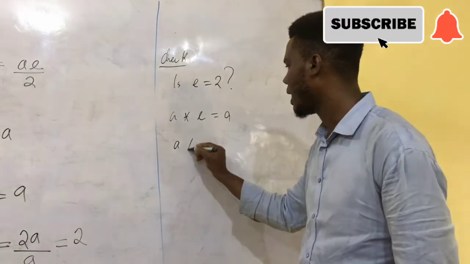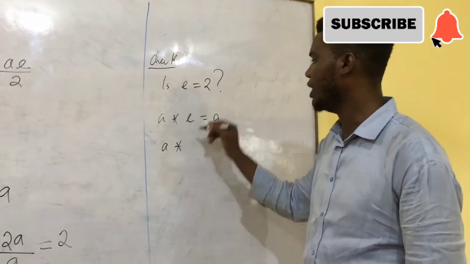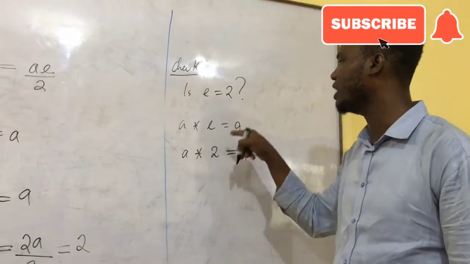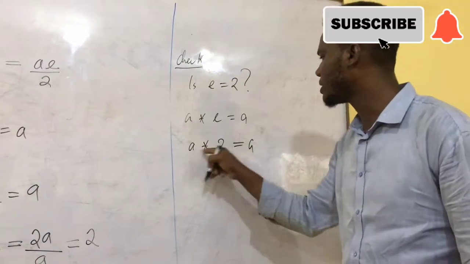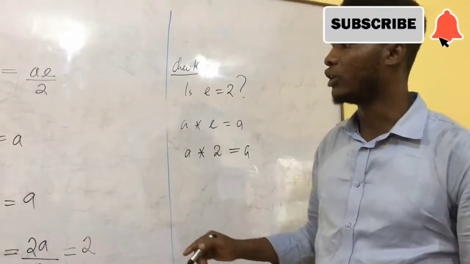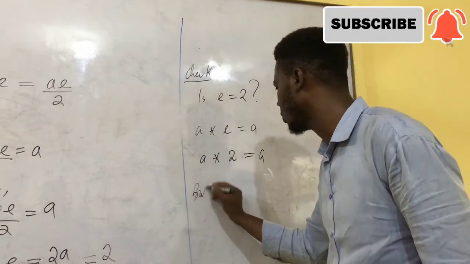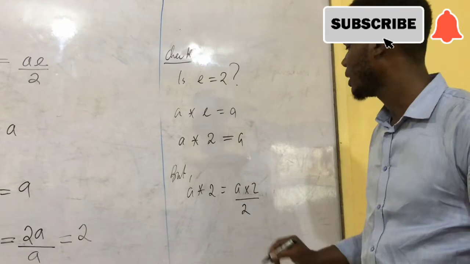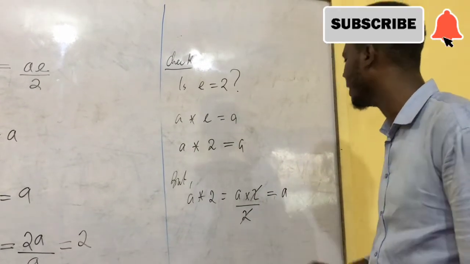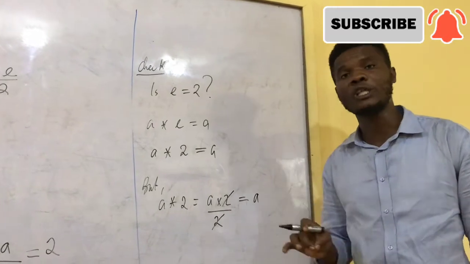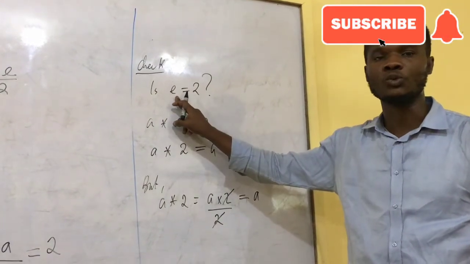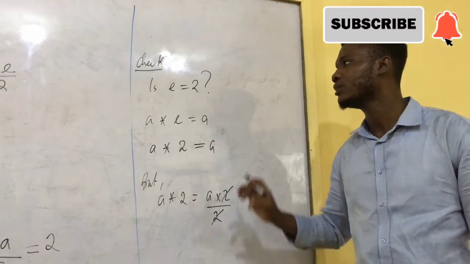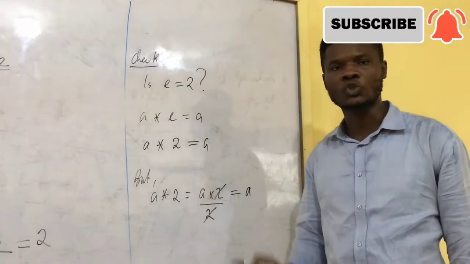Now, what is A? I'll put A there. What is E? E is 2. So A * 2 must be equal to A if E is truly 2. So what is A * 2 according to the definition? According to the definition, A * 2 will be A times 2 all over 2. And A times 2 all over 2 gives you A. And what does that tell you? It tells you that, truly speaking, the identity element we obtained as 2 is the identity element itself. So the identity element for this particular question was 2 after all.